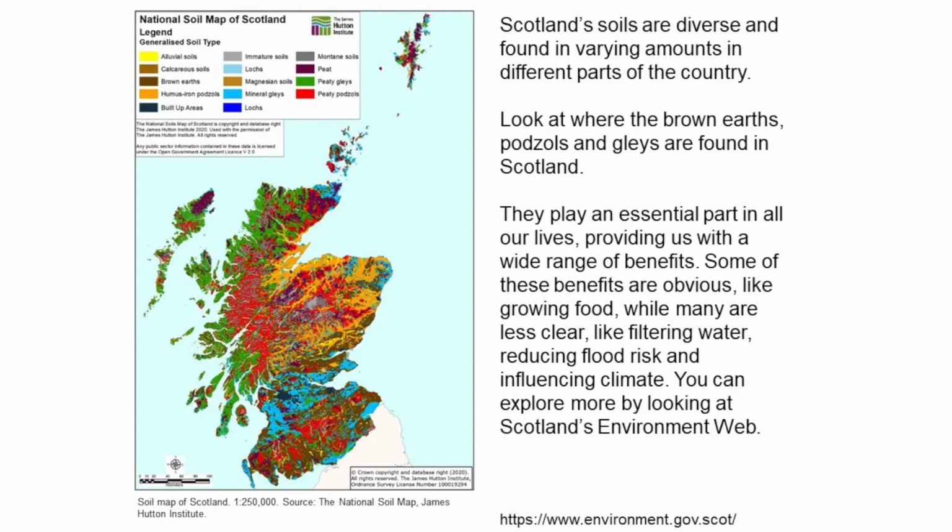As you will see now, as a result of the many different factors affecting soil formation and the many different processes going on in our soils, there are so many different soil types as a result. The soils in Scotland are diverse, and they're found in varying amounts in different parts of the country. Look at where the brown earths, podzols and gley soils are found. Most brown earths are found in the low-lying lands of the east coast of Scotland, while the gleys are located in the central belt of Scotland, and many of the podzols are located in hilly terrain.